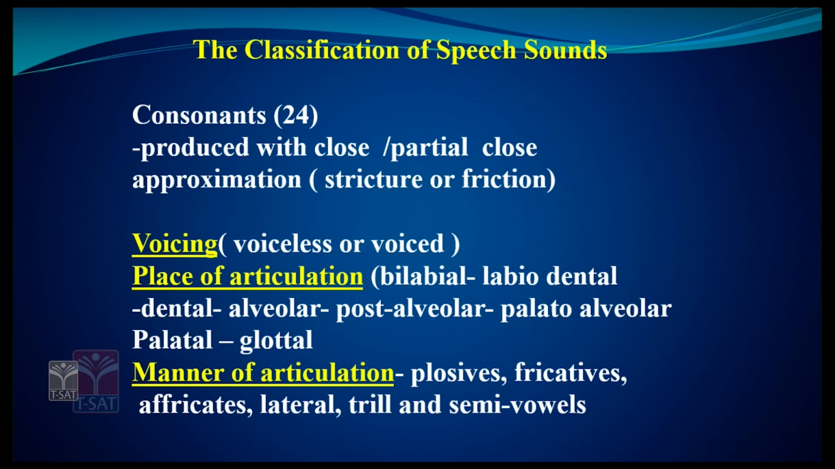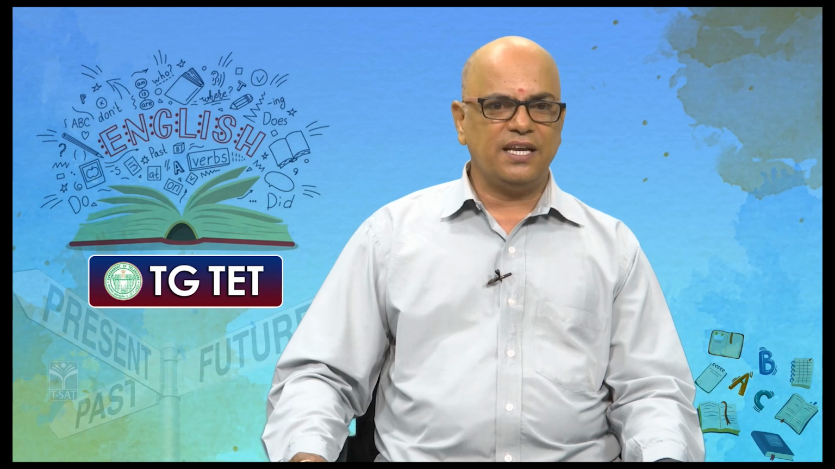It could be bilabial, labiodental, dental, alveolar, post-alveolar, palato-alveolar, palatal, and glottal. Bilabial is the two lips, and labiodental refers to the lower lip and upper teeth. Dental is the tip of the tongue and the upper teeth, alveolar the teeth ridge, and post-alveolar a little back. The hard palate, palato-alveolar and palatal go backward towards the soft part of the roof of the mouth, and then glottal. Manner of articulation refers to the airstream and how it is released.